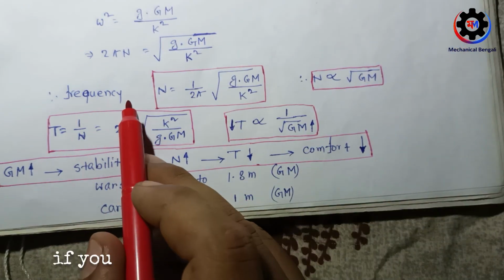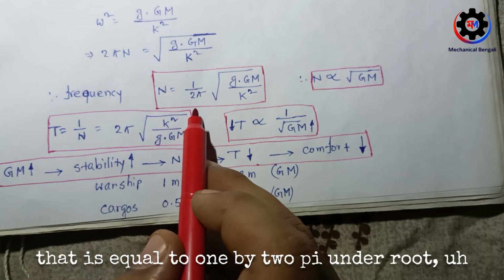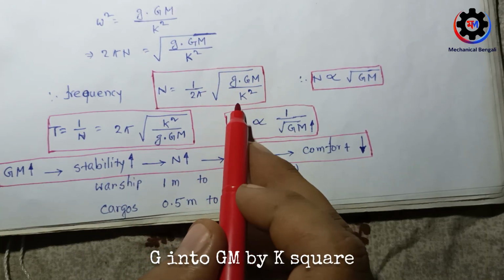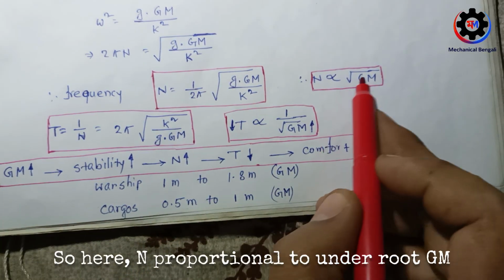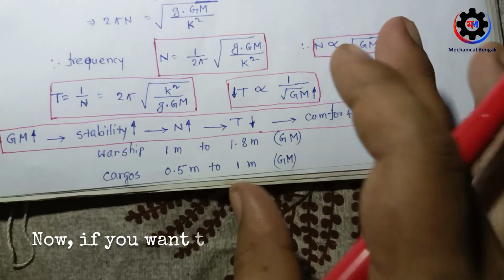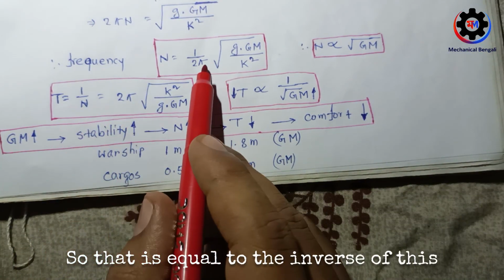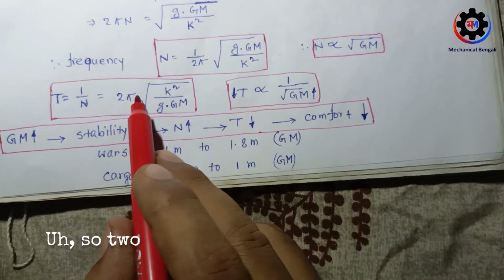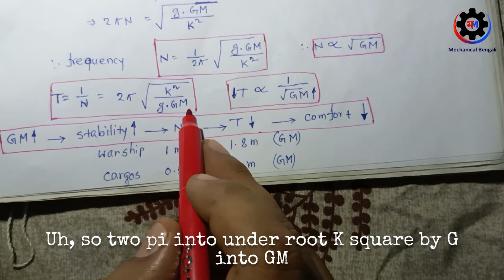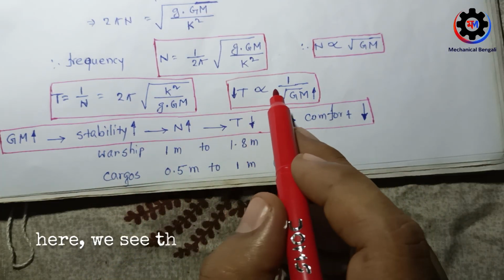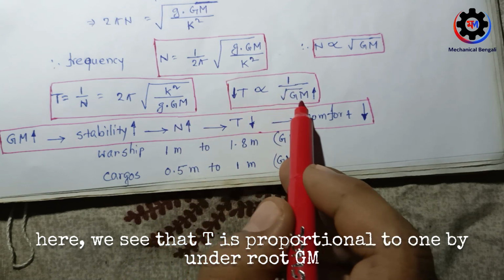From here, if you want to calculate the frequency n, that is equal to 1 by 2 pi under root g into GM by k square. So n is proportional to under root GM. Now if you want to calculate the time period of oscillation, that is 1 by n, the inverse of this. So T equals 2 pi into under root k square by g into GM. Here we see that T is proportional to 1 by under root GM.